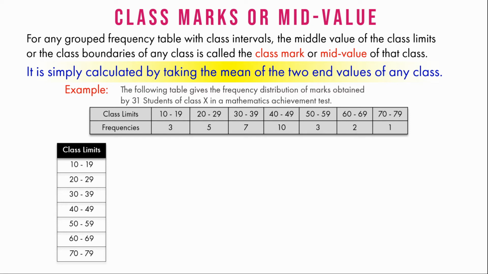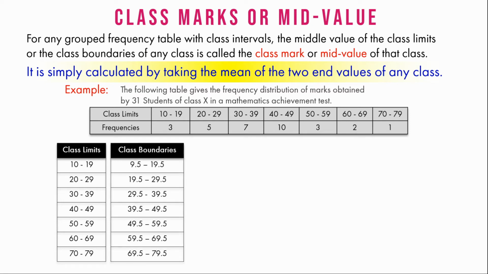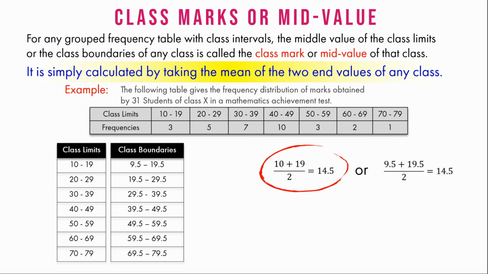So the class boundaries are this. The first class limit is 10 to 19. If we add these two and divide it by 2, we get 14.5. The first class boundary is 9.5 to 19.5. If we add these two, that is 9.5 plus 19.5, and divide it by 2, we get 14.5.